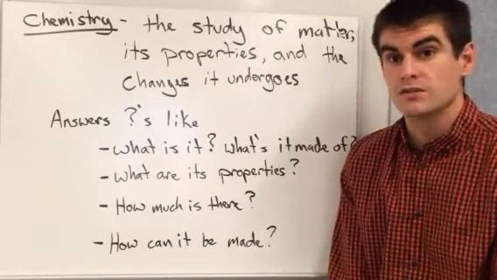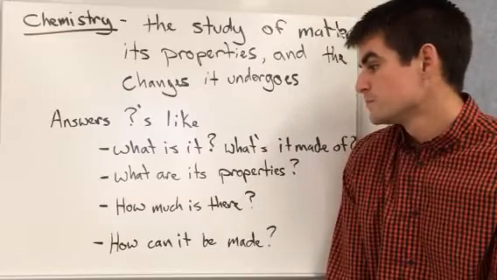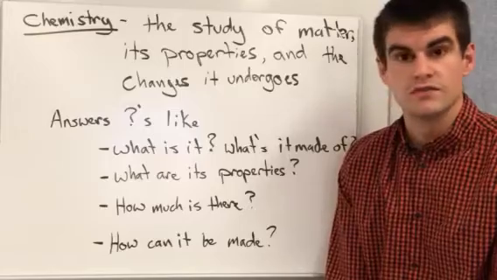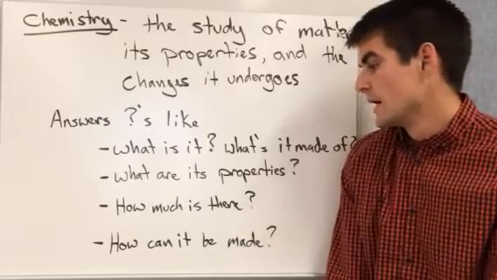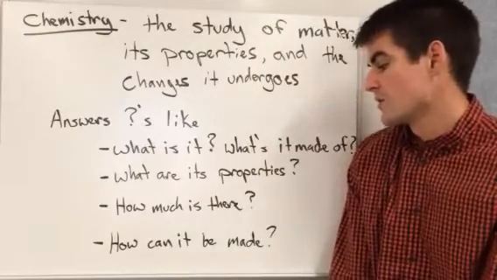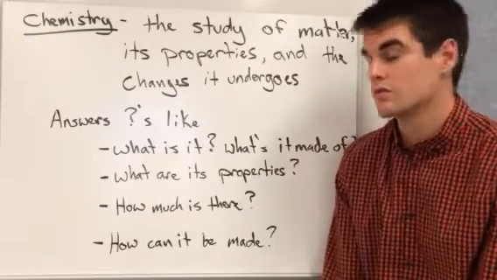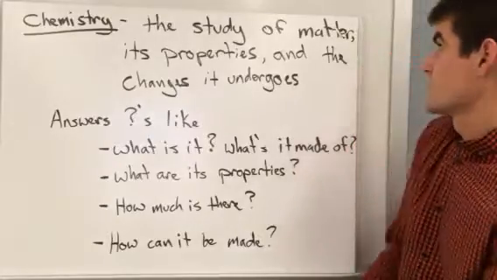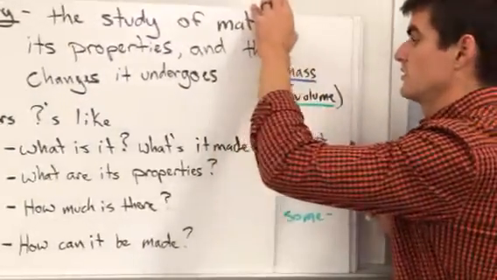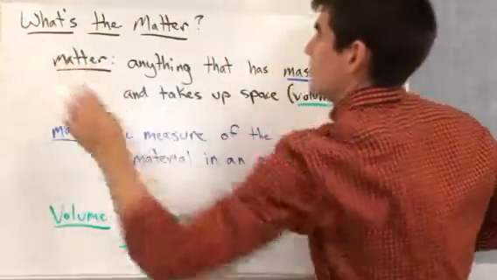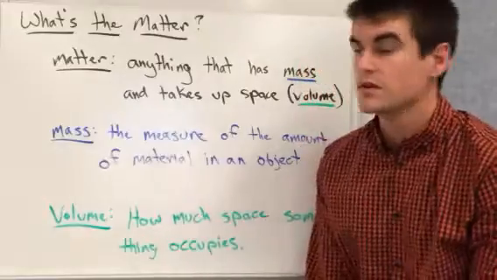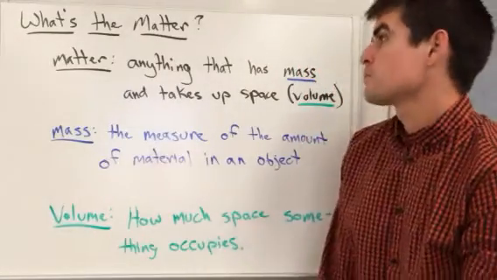What are its properties? So it's shiny, it's acidic, it dissolves this substance type. How much is there? And then how can it be made? And then even what's it useful for? Chemistry answers a lot of questions. There's a lot of good applications of chemistry, and hopefully you'll pick up on that.